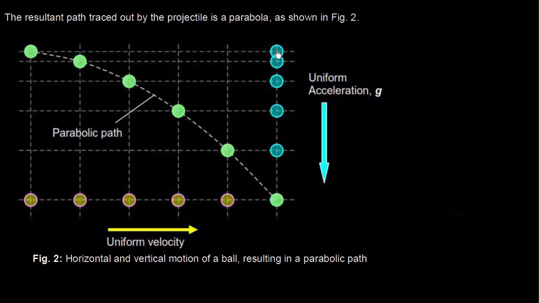So the resultant is here initially. Horizontally it is at this position, and vertically at this position. So this is the resultant position initially. Okay, let me use another color. It is the resultant position initially.